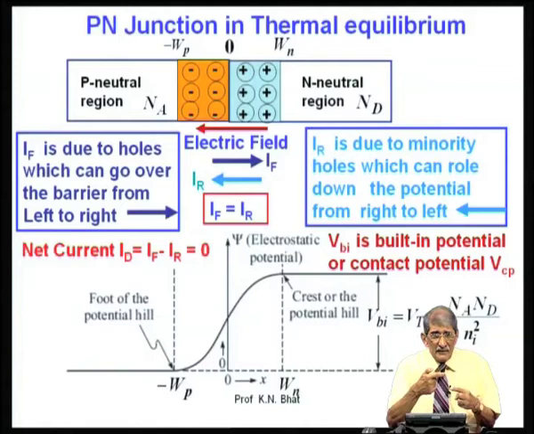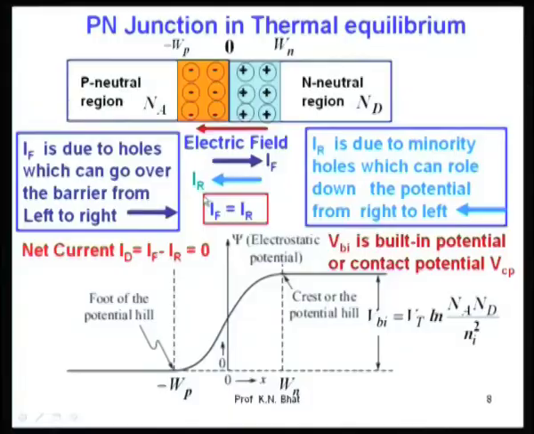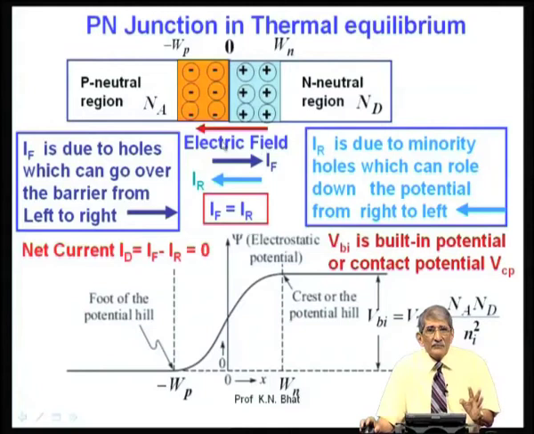Okay. So, the electric field pushes the electrons from the negative side to the positive side, whereas the concentration gradient pushes the electrons from right to left. The electric field is now sufficiently large, so that the movement from right to left is exactly balanced by the movement from left to right. The same thing holds good for the holes. Let us talk of holes.